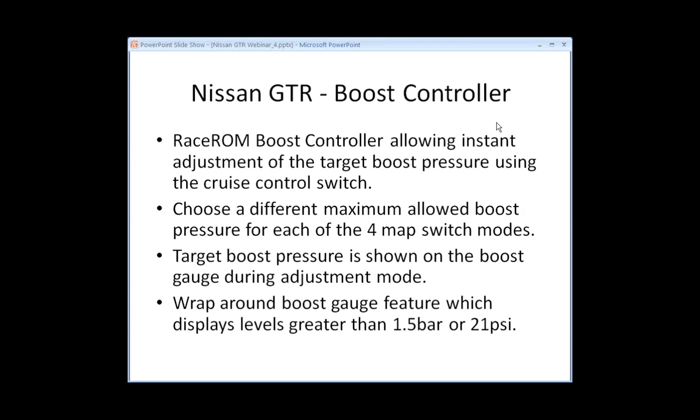The Nissan GTR Boost Controller. RaceROM Boost Controller allows instant adjustment of the target boost pressure using the cruise control switch. Choose a different maximum allowed boost pressure for each of the four map switch modes. Target boost pressure is shown on the boost gauge during the adjustment mode. Wraparound boost gauge feature, which will display boost levels greater than 1.5 bar or 21 psi.